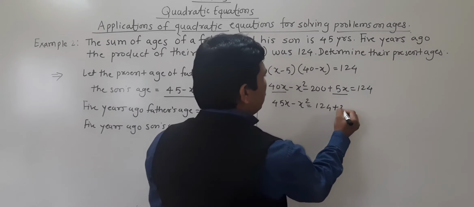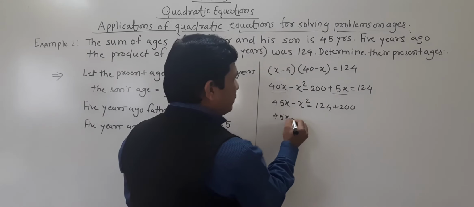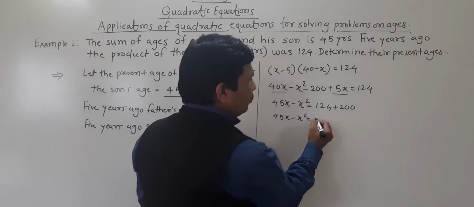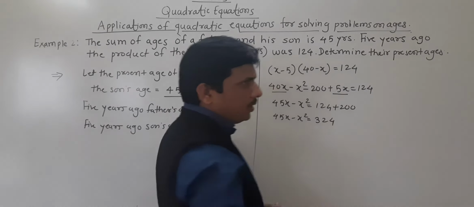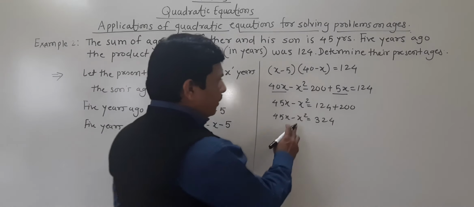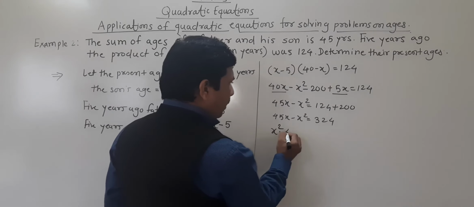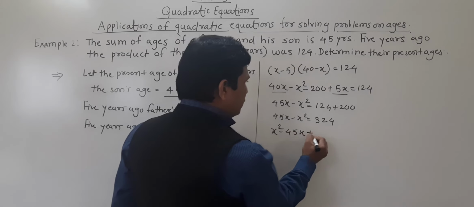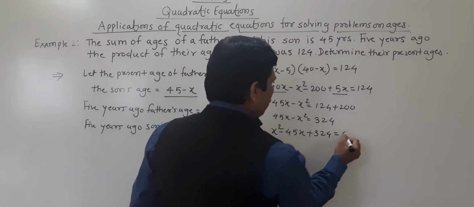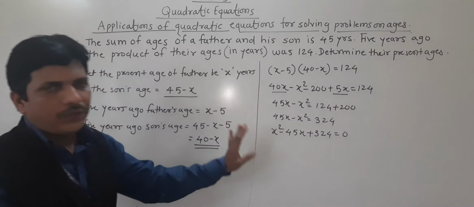Minus 200, we will take that side, plus 200. Okay, so 45x minus x square is equal to 324. So now we will bring it in the proper form. So minus x square, suppose we will take that side, then x square minus 45x plus 324 is equal to 0. Okay, so now we have a quadratic equation.